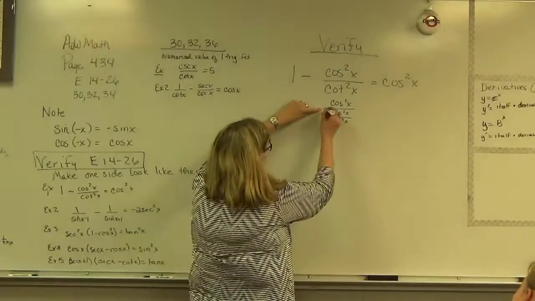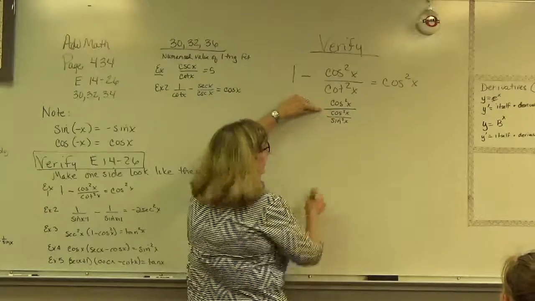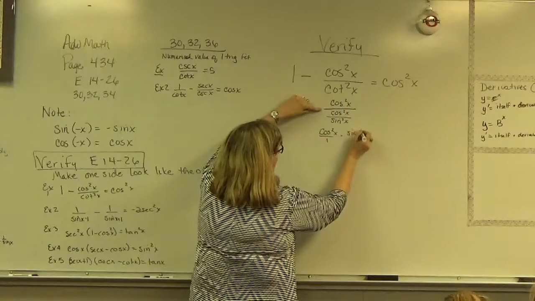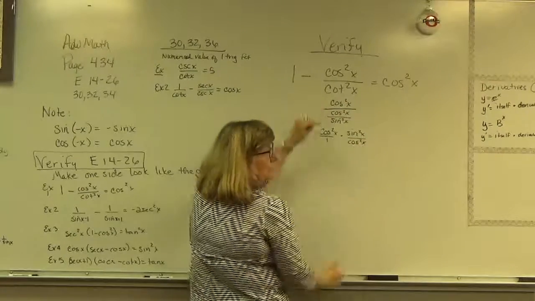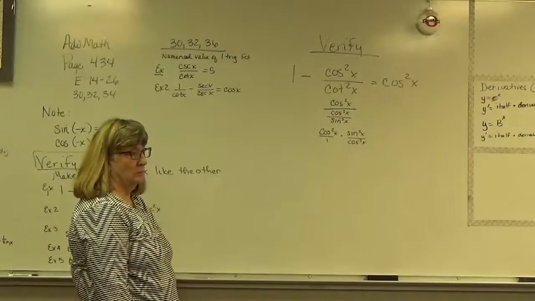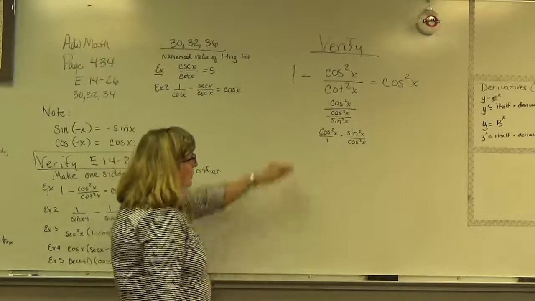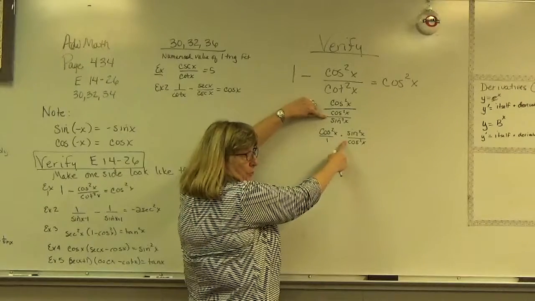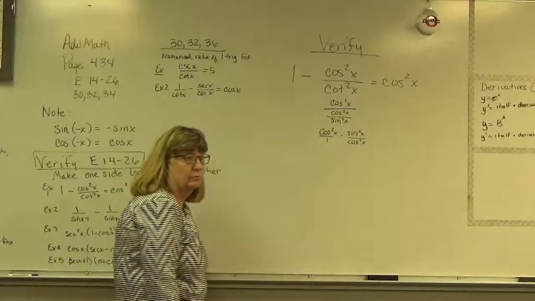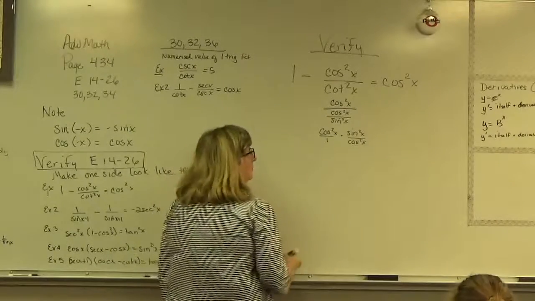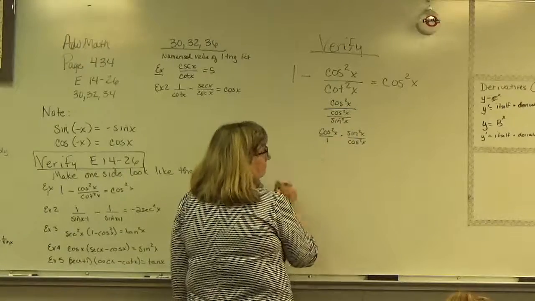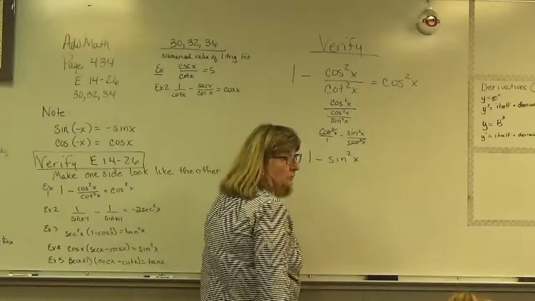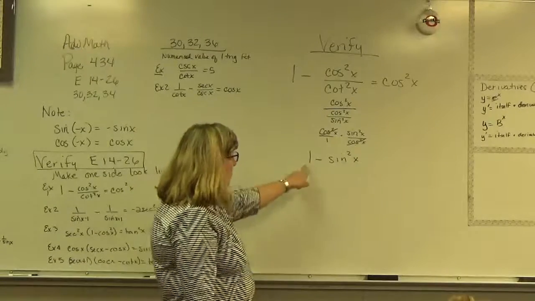Okay, now, doesn't this mean to divide? Yes. So that's cosine squared over 1. When you divide, you invert and multiply. This stays over 1. This fraction, you find its reciprocal and you multiply. So what happens with that fraction? Those cancel. Those cancel. So you have 1 minus sine squared.